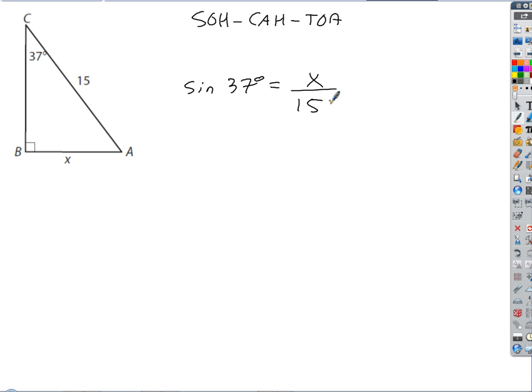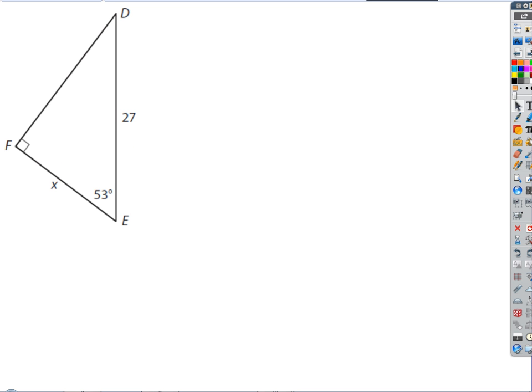So what's x? 15 sine 37. Calculator number, right? No big deal. We would just multiply each side by 15. Throw it in your calculator. Okay. How about that one? What do you think?